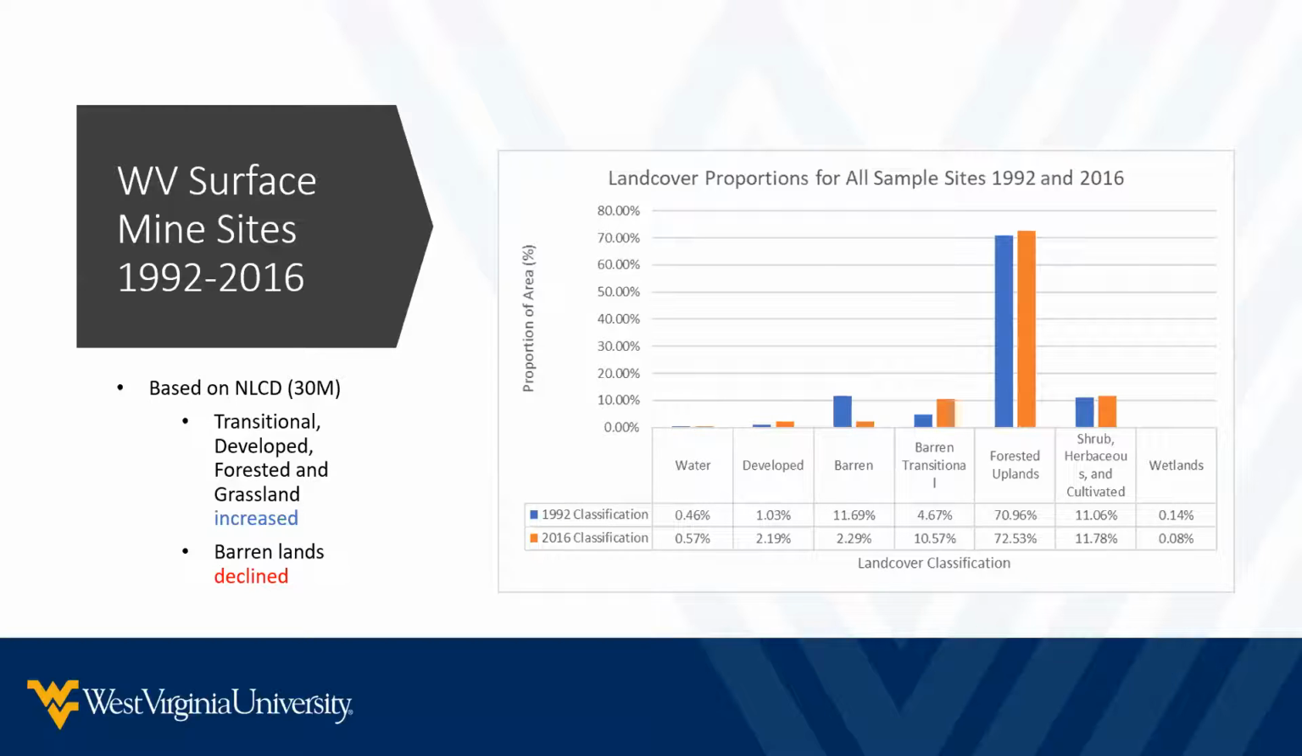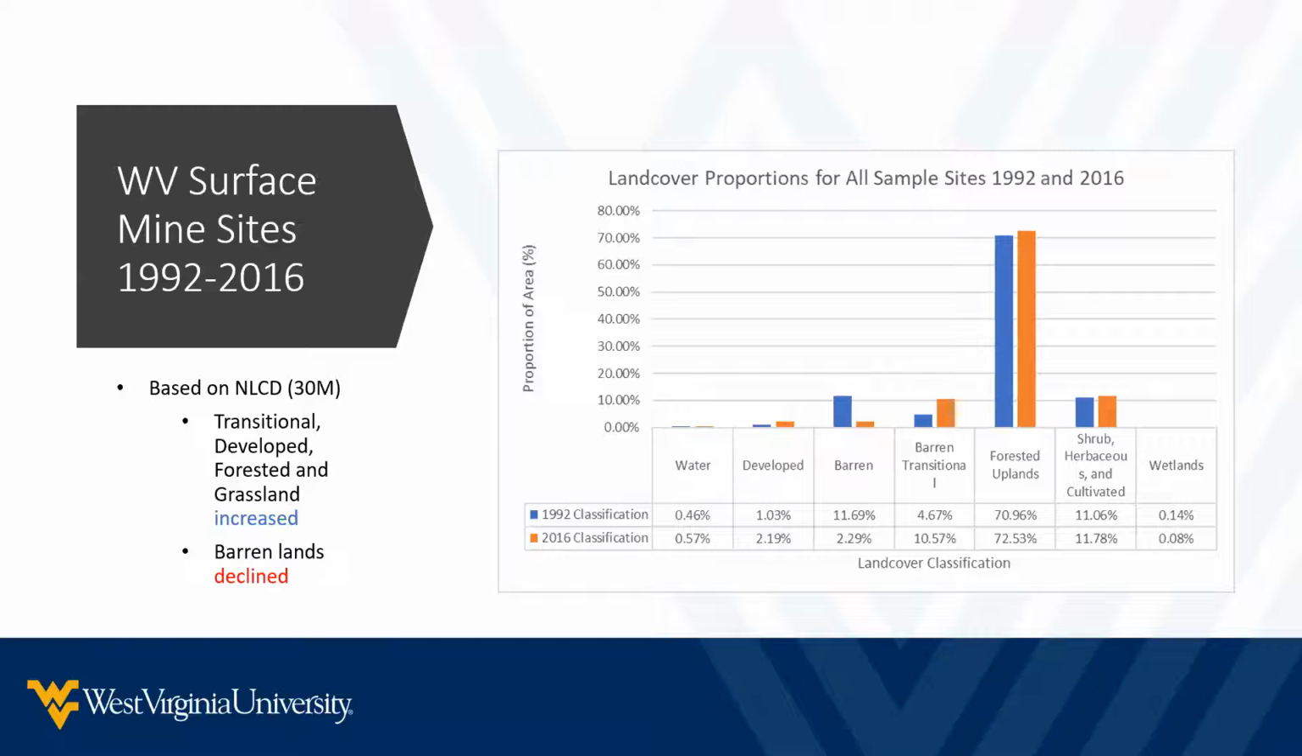A roughly 20-year, a little over 20-year period. So if we look at the 2016 classification versus the 1992, and look at some of these various transformation land cover proportions, and this is based on 30-meter data. If we look at transitional type habitats, this is sort of the transitional between barren and grassland. If we look at developed, forested, and also grassland, all of these increased during this time period in our state based on those 289,000 acres.